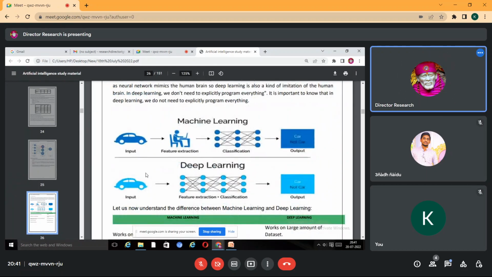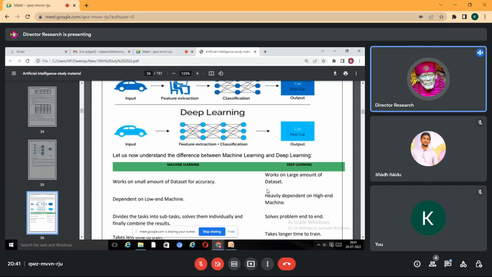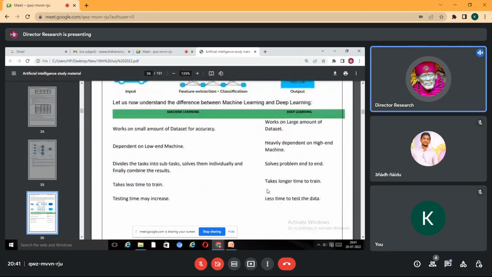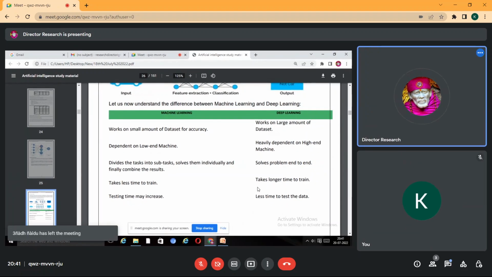Machine learning: input, feature extraction, classification, output. Deep learning: input, feature extraction, and just see that there is no separation between feature extraction and classification. Both are linked with each other in deep learning. Let us understand the difference between machine learning and deep learning. Machine learning works on small amounts of data for accuracy, whereas deep learning works on large amounts of data. Machine learning is dependent on low-end machines, whereas deep learning is heavily dependent on high-end machines.